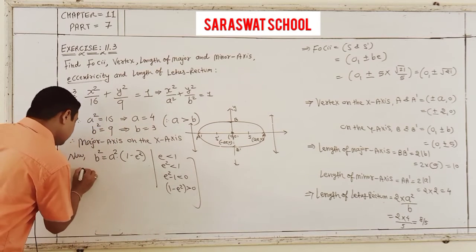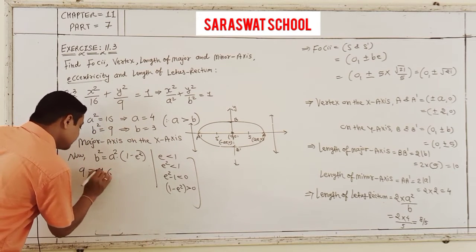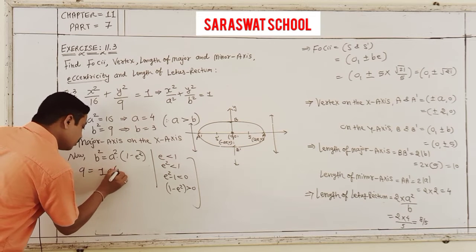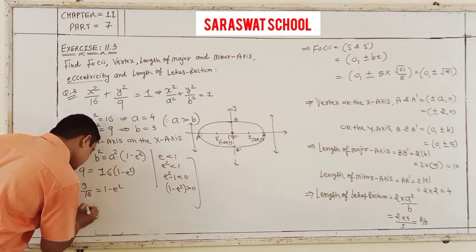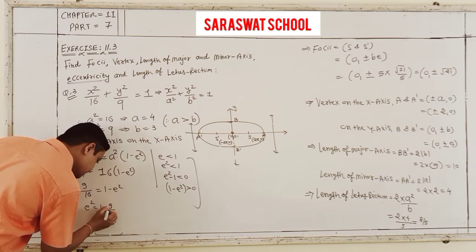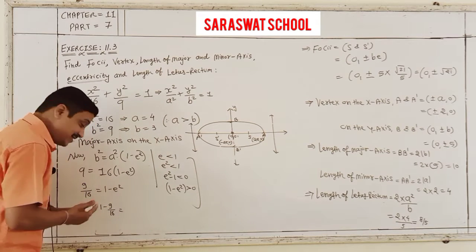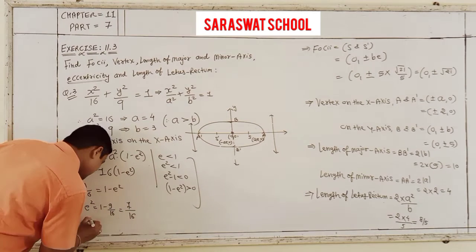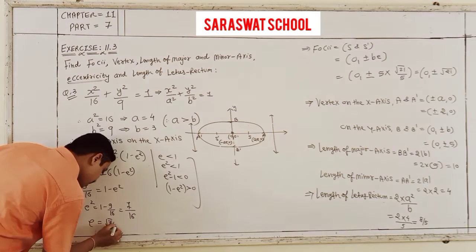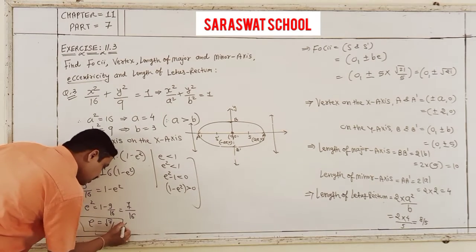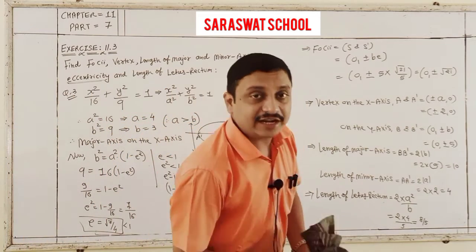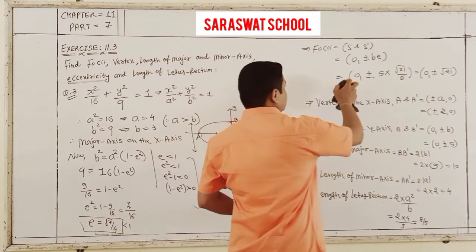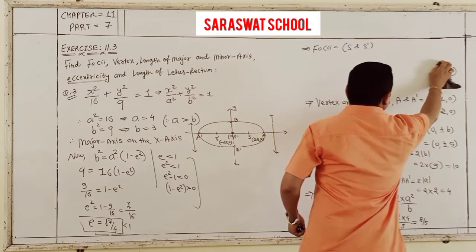Now b square I have 9, a square 16, and 1 minus e square. So 9 by 16. So e square is equal to 1 minus 9 by 16, so 16 minus 9, 7. Yes. So e becomes root 7 by 4. Sure, this answer also, students, is less than 1.